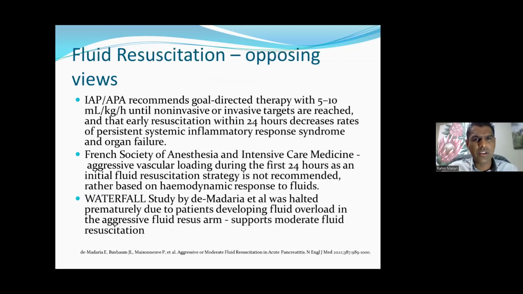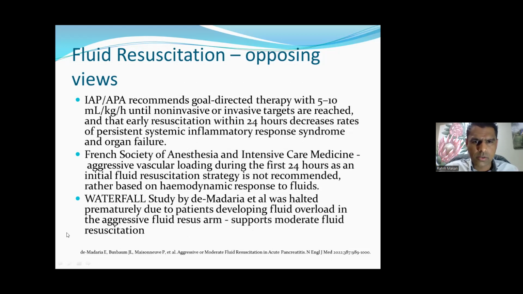All right. So when it comes to fluid resuscitation, there was a recent study called the WATERFALL study, which basically showed that, according to the International Association for Pancreatology, they suggested that patients should be aggressively fluid resuscitated in the first 24 hours. And this study shows that that's actually harmful.